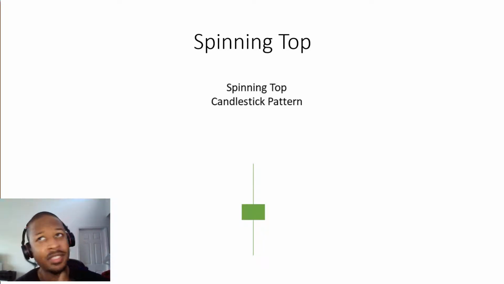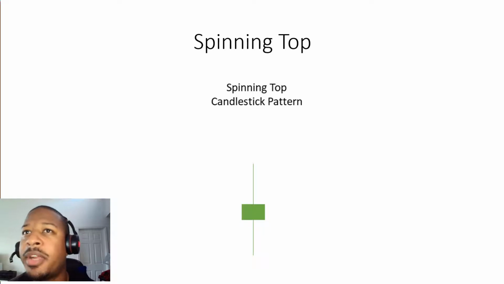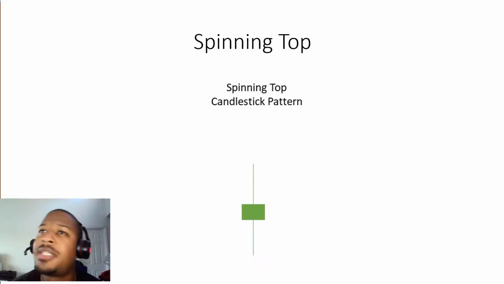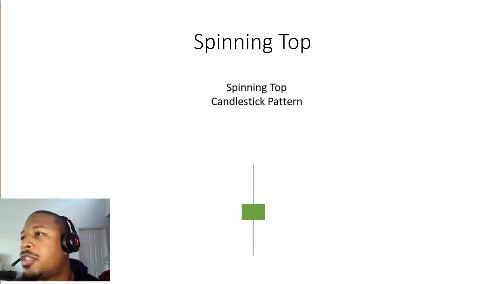Now you have the spinning top candlestick pattern. The spinning top is basically a doji candle, indicating indecision in the market. The only difference between a spinning top and a regular doji is the formation of the body. The spinning top's body is larger compared to the doji. That's really it. You'll see the difference between the two as we go over the candlesticks. Just notice that this body here is bigger.